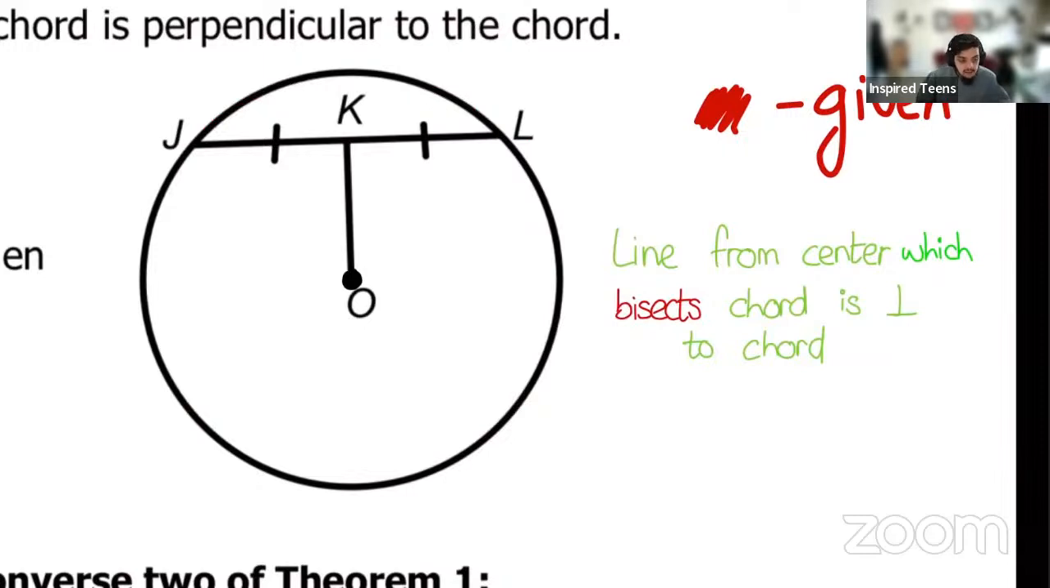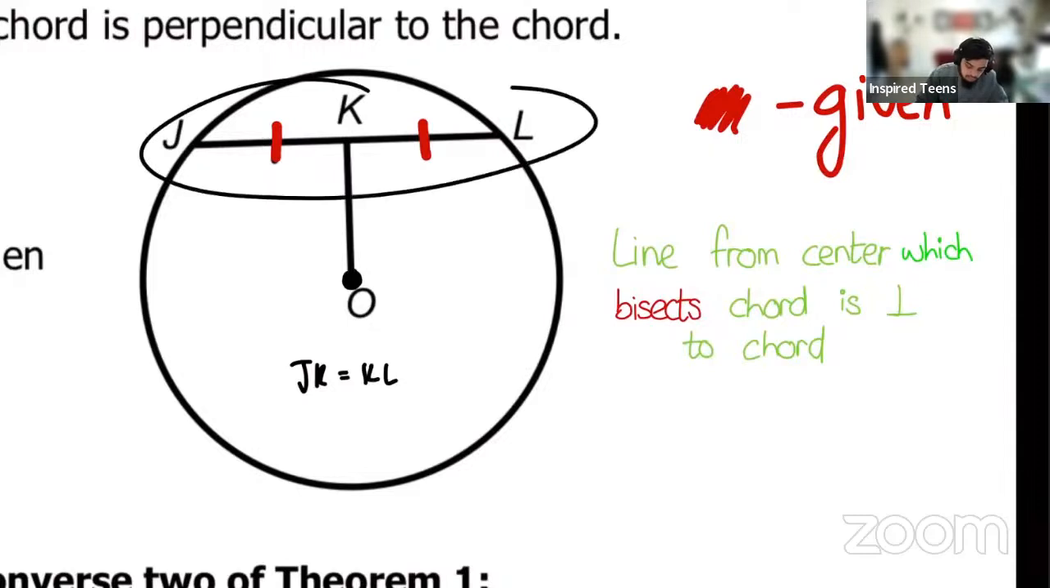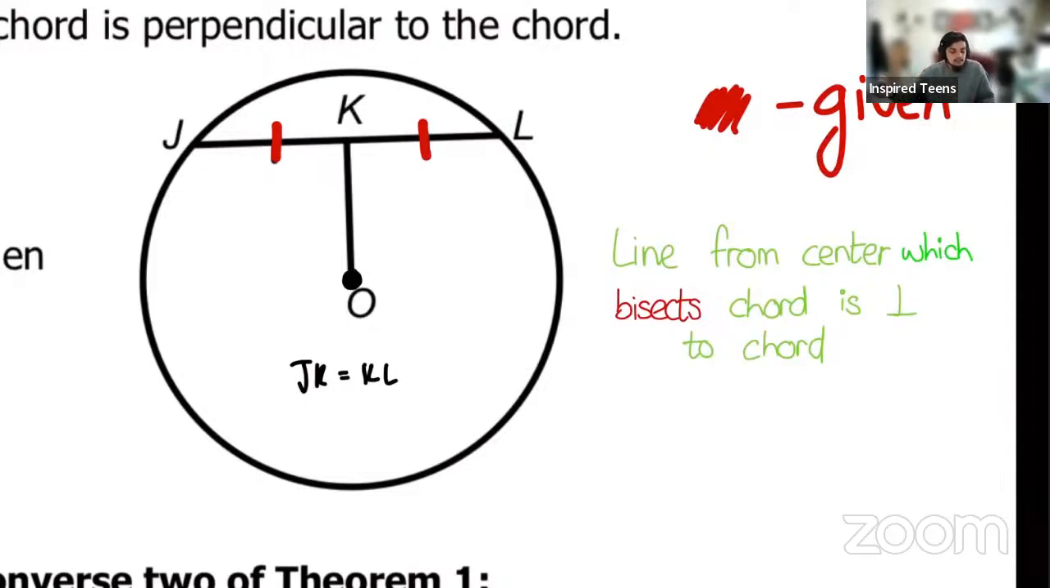What's given is going to be in red. So this is given. The question, or a diagram, is given like this. What does that mean? That basically means that JK is equal to KL in length, because they give us that annotation with the lines. That means the sides are equal.